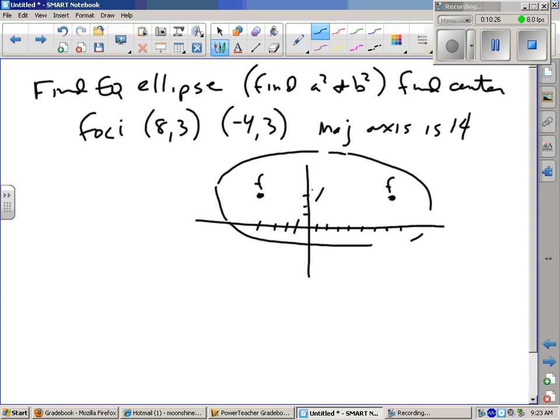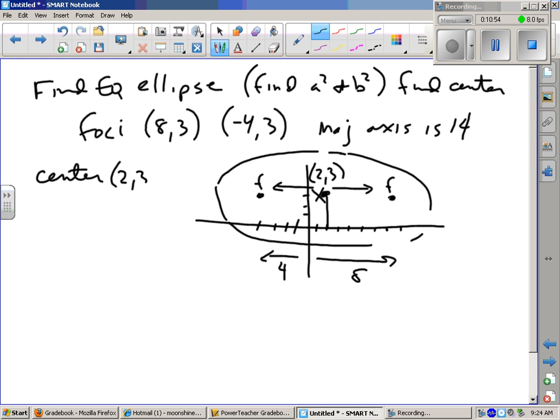So the center is going to be here somewhere. If this is 8 that way and 4 that way, that's a total of 12. That must mean 6 must be the center point. So if I'm at (2, 3), that's 6 to the right and 6 to the left, and that would be the center. So I already know my center, and the best way to get it is from the drawing, or to find the center between those 2 points. So my center is (2, 3).